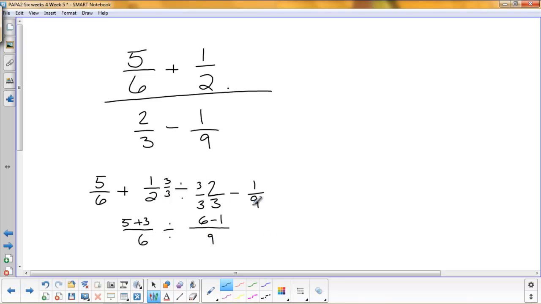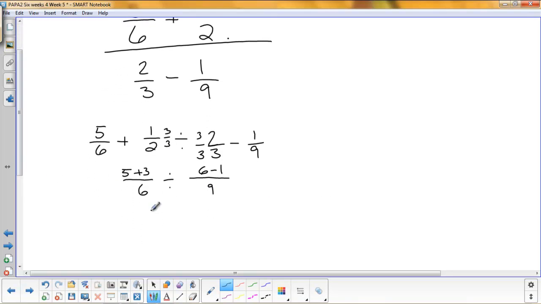The next thing I'll do is use the keep, change, flip method of keeping the first fraction the same, changing the division to multiplication, and flipping the second fraction over. I'll combine 72 over 30, and then I'll reduce by the factor of 6. That's 5 over 12. The answer to this is 12/5.